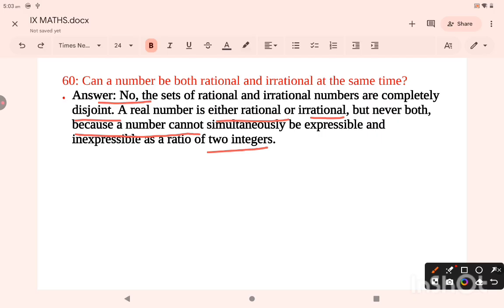So, the rational numbers are completely different from irrational numbers. So, they are disjoint sets. The set of rational numbers and the set of irrational numbers, both these two sets are disjoint. That means they have no common numbers. So, the set of rational numbers and the set of irrational numbers are not the same.